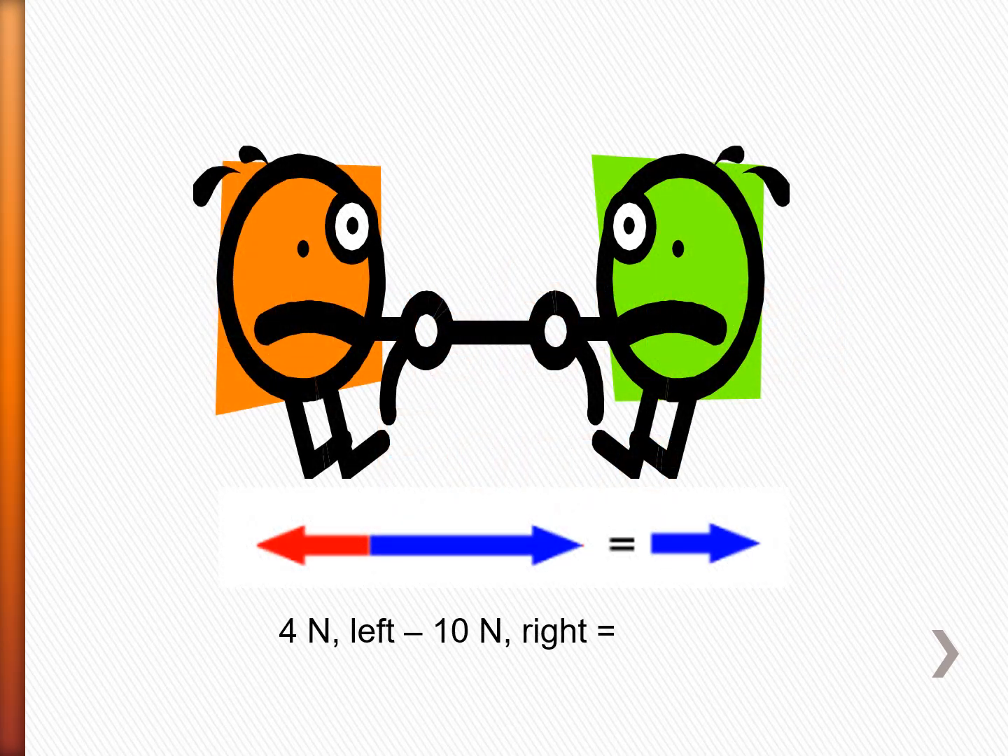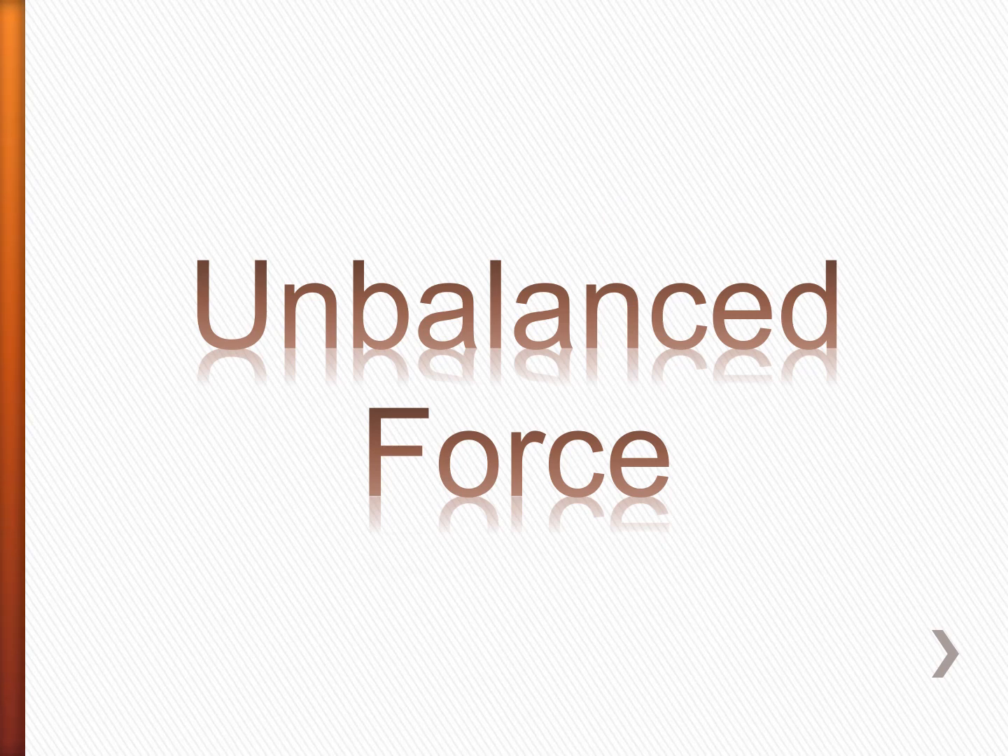Okay, next, another one. We have here two persons pulling the rope. So, we have two arrows again, a red arrow and a blue arrow. The red arrow is shorter than the blue arrow. So that means this is balanced or unbalanced? This is an unbalanced force.